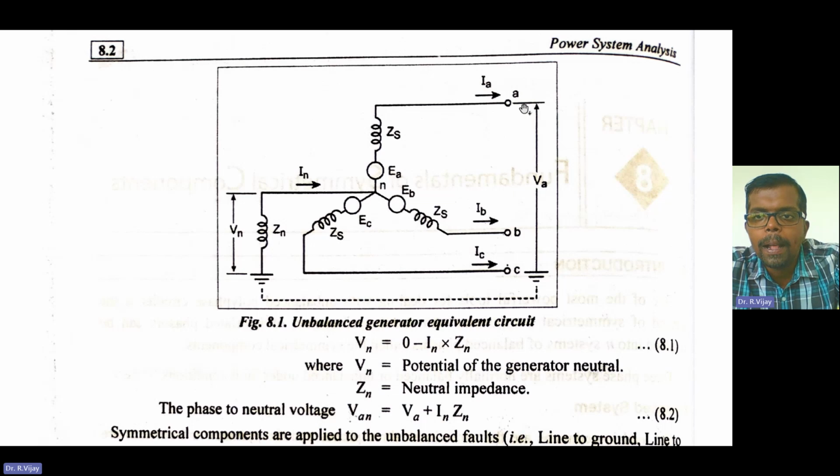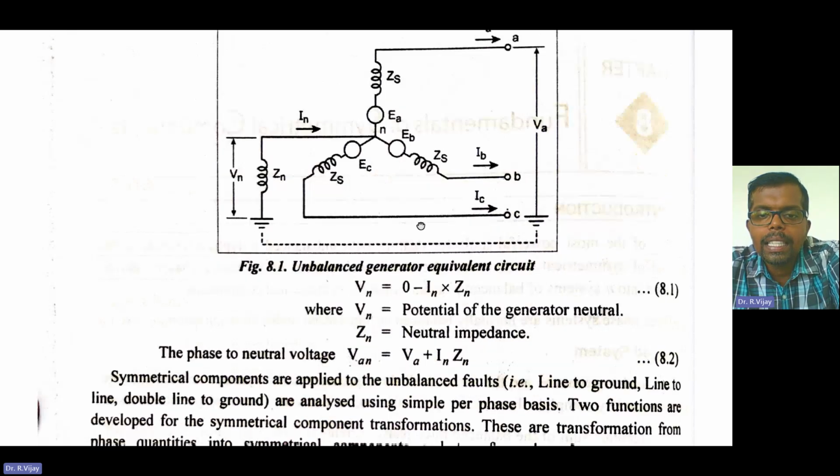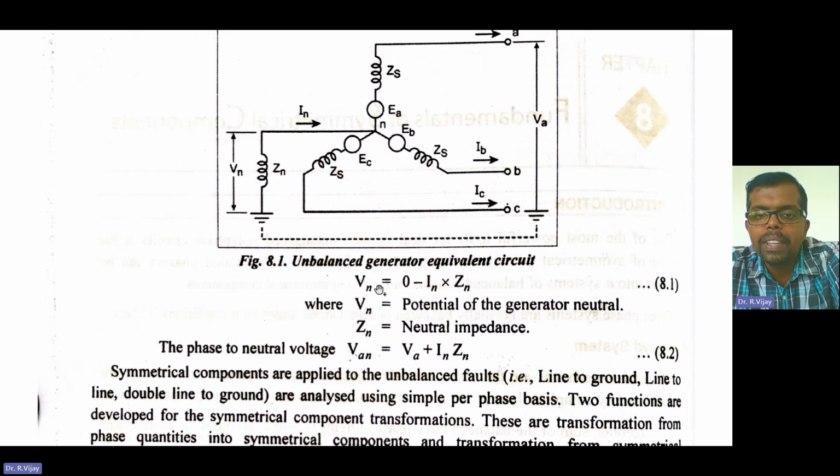Say for example, this is the A phase, B phase, and C phase, having the impedance of Zs in all the phases. Zn is the neutral impedance that is grounded here. So what happens in the unbalanced system? Say for example, Vn, that is neutral voltage, is equal to Va plus In into Zn.